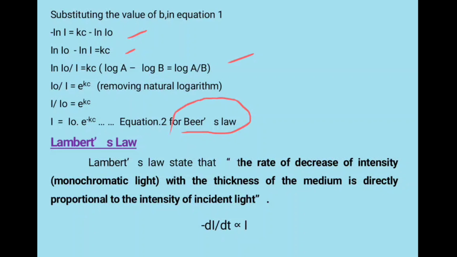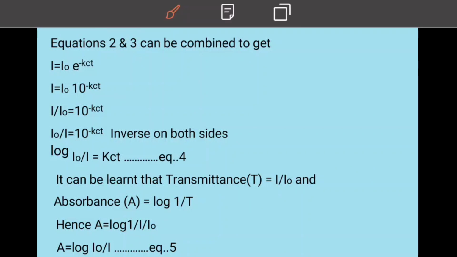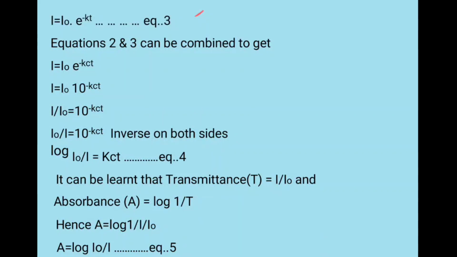Let us learn about Lambert's law. What is Lambert's law? Lambert's law states that the rate of decrease of intensity with the thickness of the medium is directly proportional to the intensity of incident light. Then we can write minus dI by dt is directly proportional to I. And like Beer's law, when we derive this equation, then we will get I is equal to I naught into e to the power of minus kt.